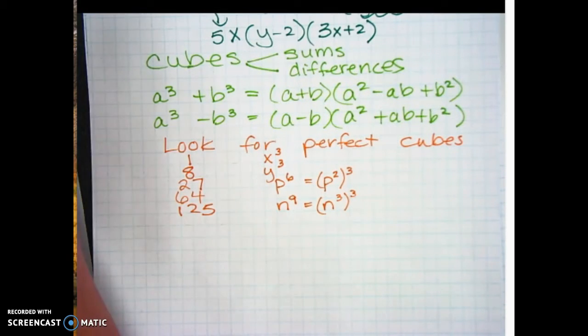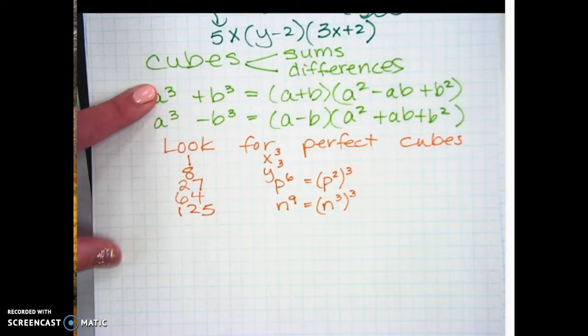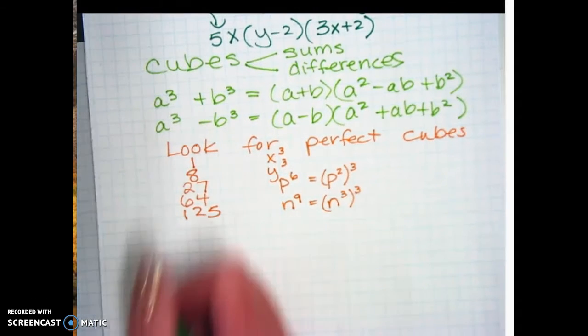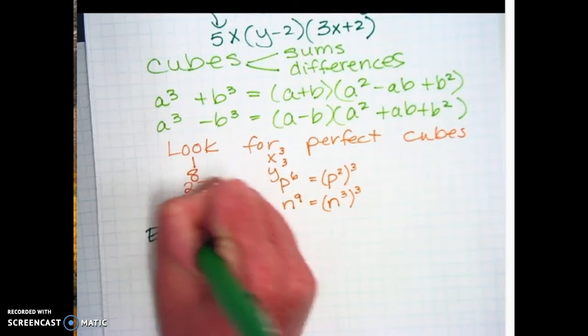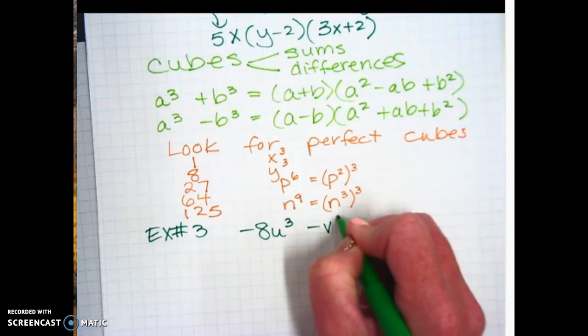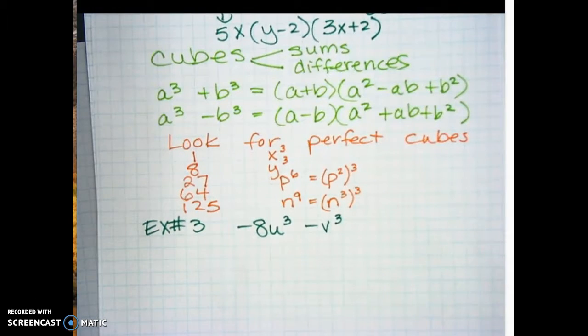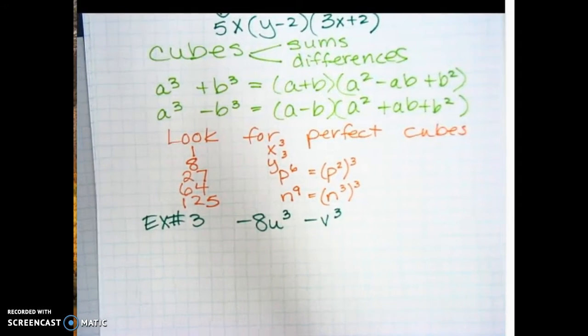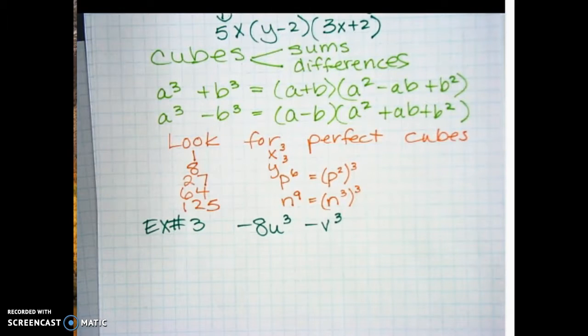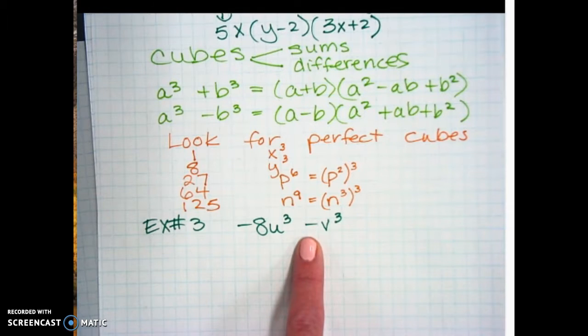All right, so let's try 2 examples. I'm going to do one of each of these 2 patterns. So one of the sum of cubes and one with the difference of cubes. All right, example number 3. We have negative 8u cubed minus v cubed. Just like with quadratics, with cubes, the first thing you want to look for is GCF. Is there a GCF for these 2 terms?